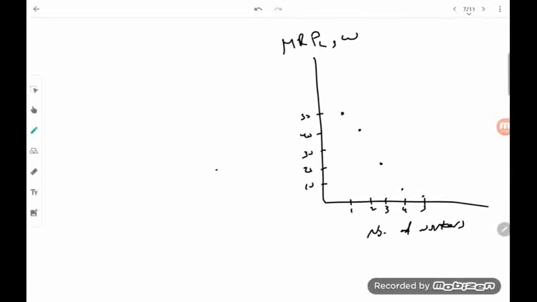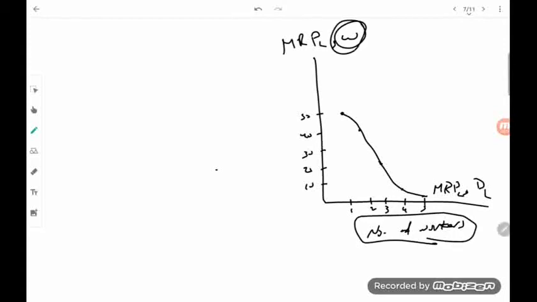So now we connect these points together. So this is the marginal revenue productivity of labor, or the demand for labor. As we said, that demand for labor shows the relationship between number of workers employed and the wage rate, the nominal wage rate.